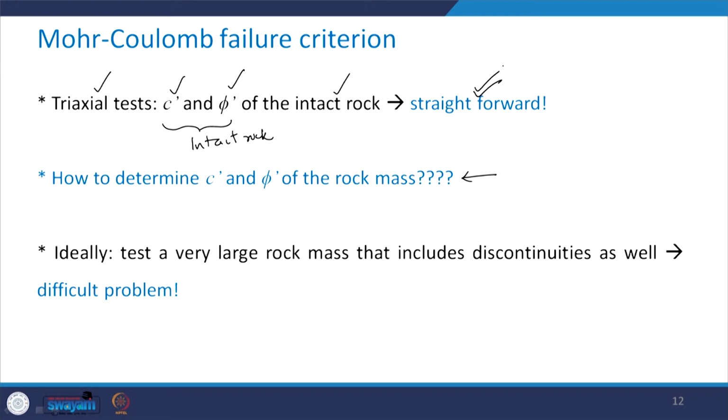The question is how to determine these for the rock mass. In order to do that, ideally what we should do is carry out the test on a very large rock mass, which includes the discontinuities as well. But to conduct such a test is very difficult, or it may not really be possible to conduct the triaxial test under such ideal condition. So this is a difficult problem. The question is then how to determine this.